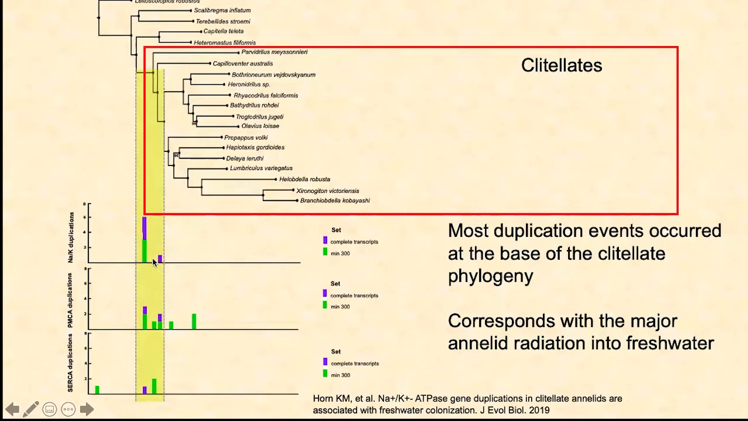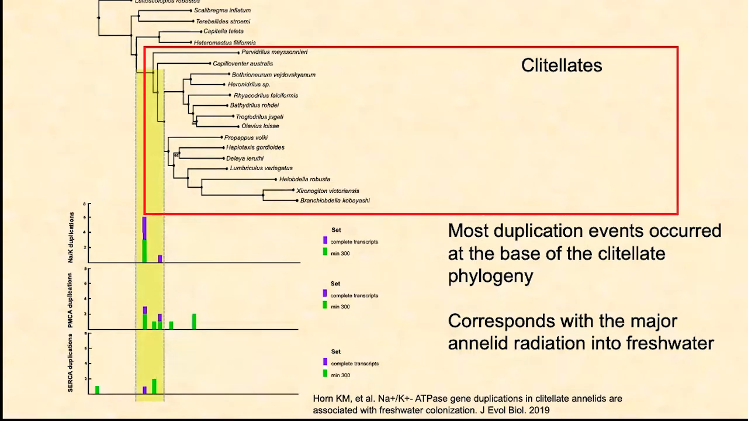The two different colors here represent two different data sets I had. I found I had a lot of truncated sequences, shorter than I expected. So I did one data set that was just the complete transcripts and one that was just a minimum of 300 amino acids long. And either way, whether I use just the complete transcripts or I use both sets, you see the same pattern. You're seeing most of these duplications are arising right there at the base of the clitellate tree, where that colonization of freshwater occurred.